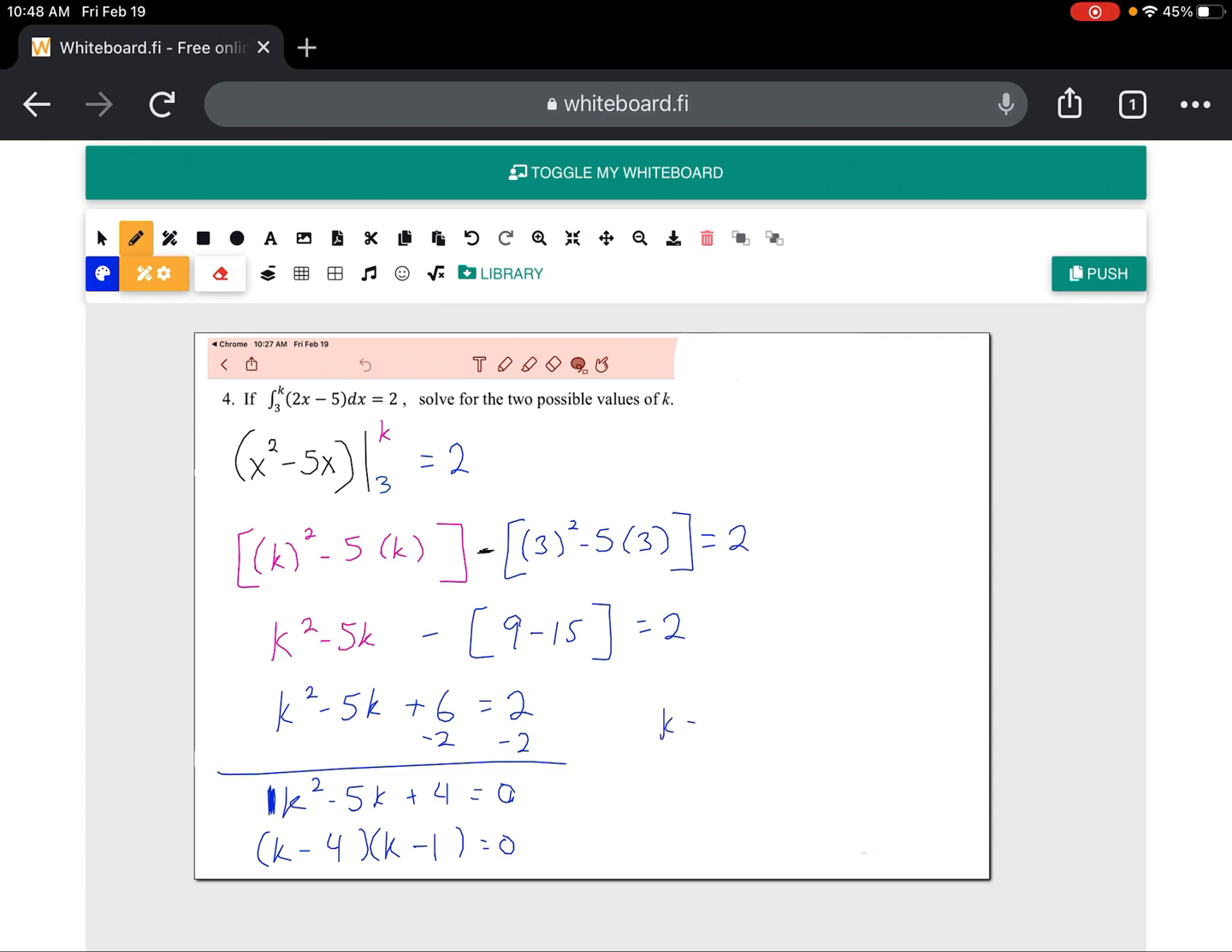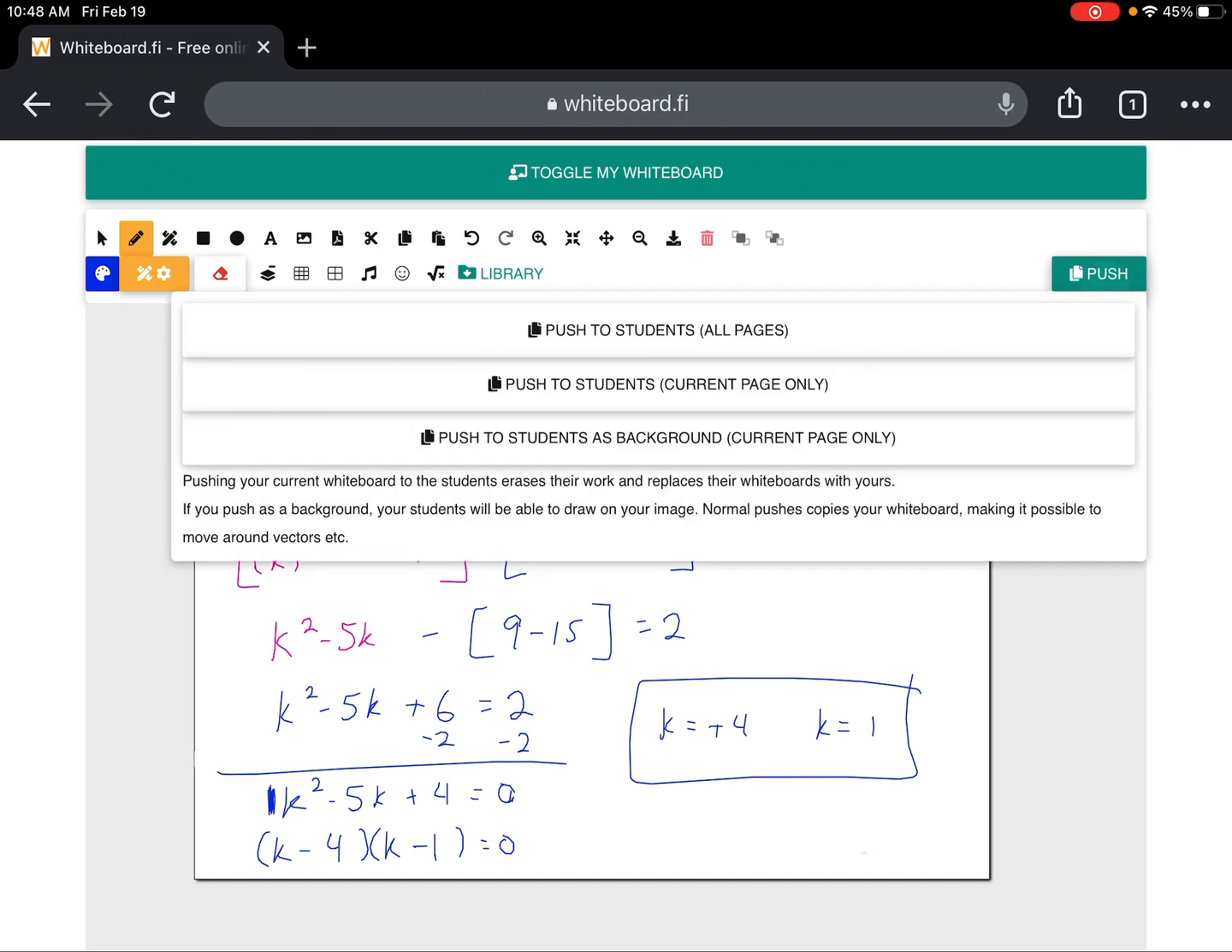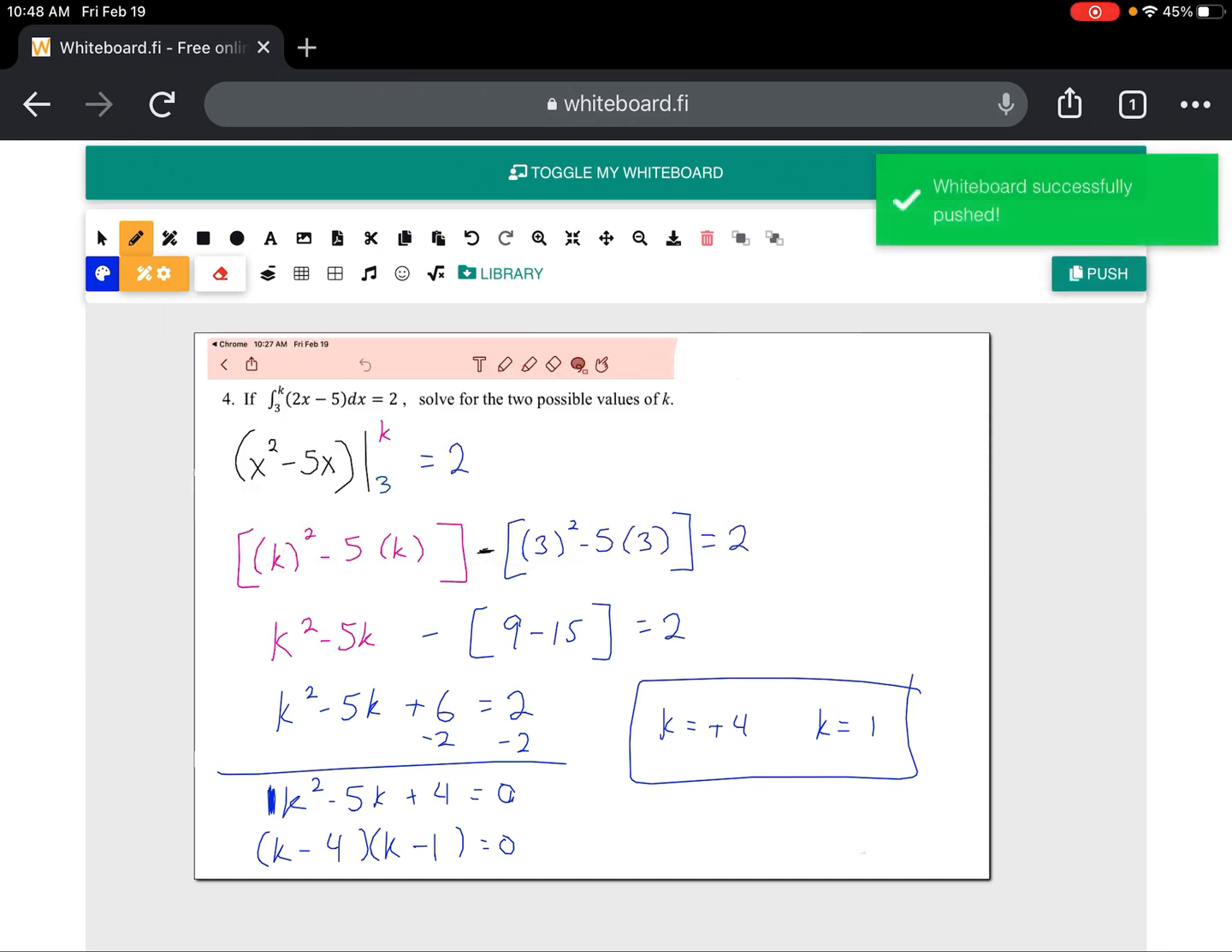Okay, then you set each factor equal to 0, and k would equal positive 4. Set the second factor equal to 0, k equals positive 1, and you are done. That's what it asks you for. Okay, what questions? All right, next problem then.